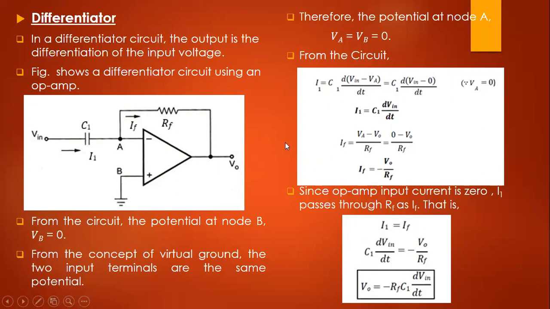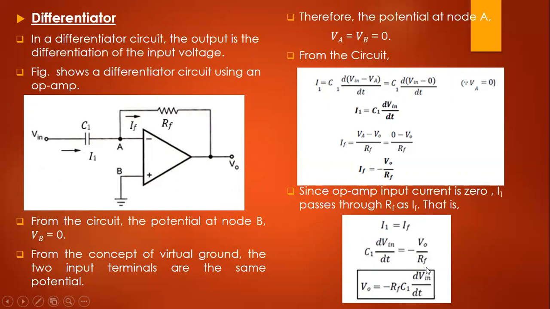And the feedback current, that is IF, is equal to (VA minus V0) divided by RF. And we know that VA is equal to 0, right? So 0 minus V0 by RF is equal to current IF. So IF is equal to minus V0 by RF. And again, since the op-amp input current is 0, current I1 passes through the resistor RF as IF. So that is I1 is equal to IF. So I1 is C1 d by dt of Vin, and IF is minus V0 by RF.